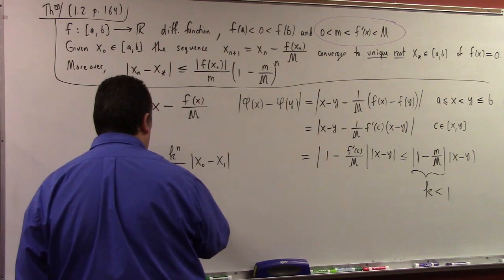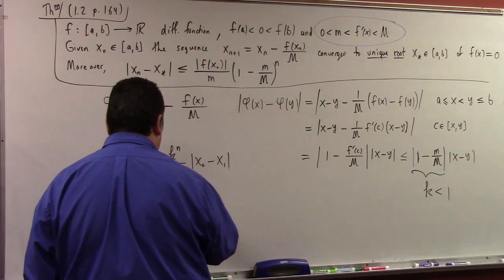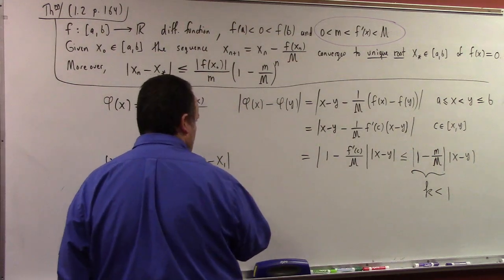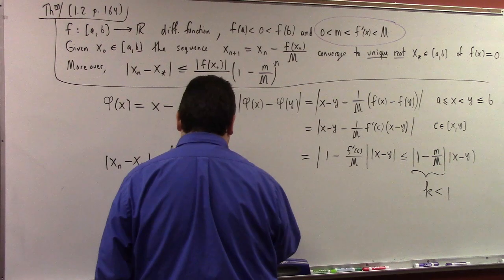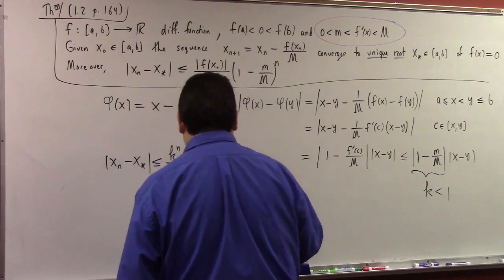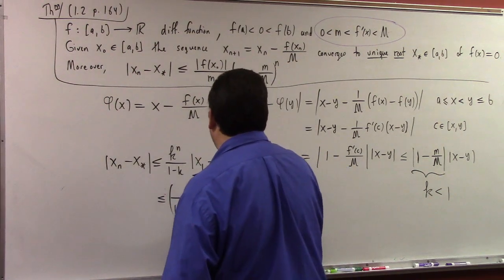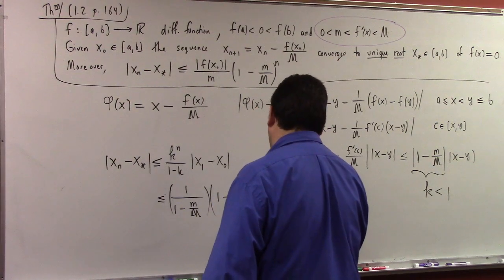So I've got 1 over 1 minus m over m times 1 minus m over m to the power n times xn minus x0, excuse me, that's supposed to be x1. I mean, it doesn't matter, it's absolute value, right? But x1 minus x naught.